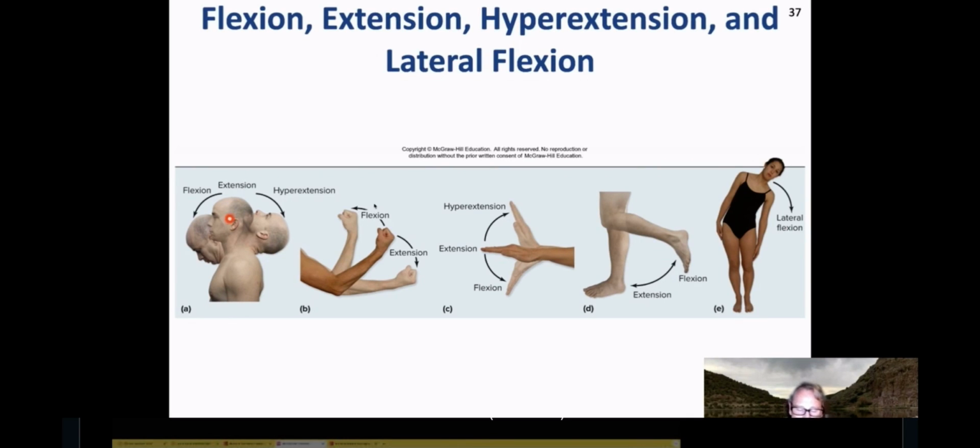this person starts in anatomical position. If you're in anatomical position and I say, show me extension, don't move.